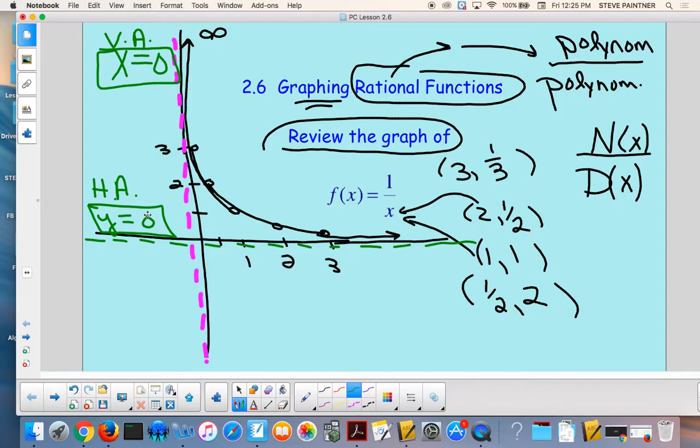Does that ring a bell? Okay. What about the other side? And when I say the other side, I mean the other side of the vertical over here. So if you plugged in negative x values, what happens?